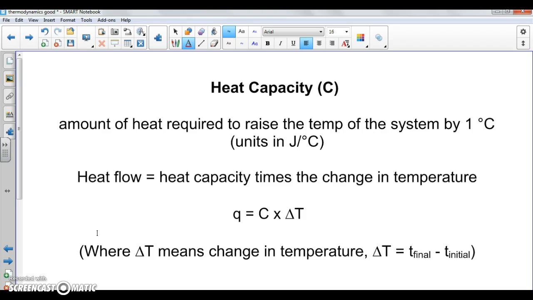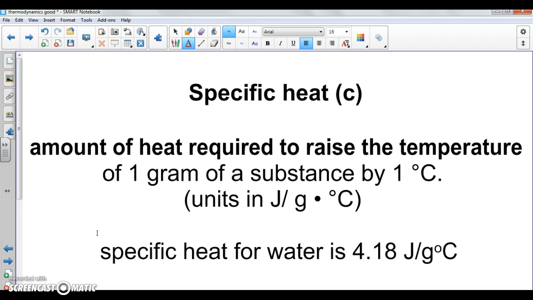We will be looking at heat capacity in much more detail later on. But I'd like you to note here that delta T is similar to the delta V we've been dealing with, where delta T is final temperature minus initial temperature. My ending temperature minus my beginning temperature.